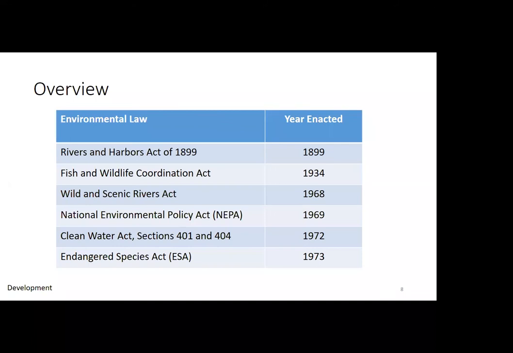The Wild and Scenic Rivers Act was passed by Congress in 1968 to protect wild and scenic rivers that have high environmental value and scenic value. And then sort of the landmark legislation happened in 1969 with the passage of the National Environmental Policy Act, which is a procedural act that requires that the Corps and other federal agencies, before they do their actions that might affect the human environment, make sure that they have good information from which to make sound decisions.